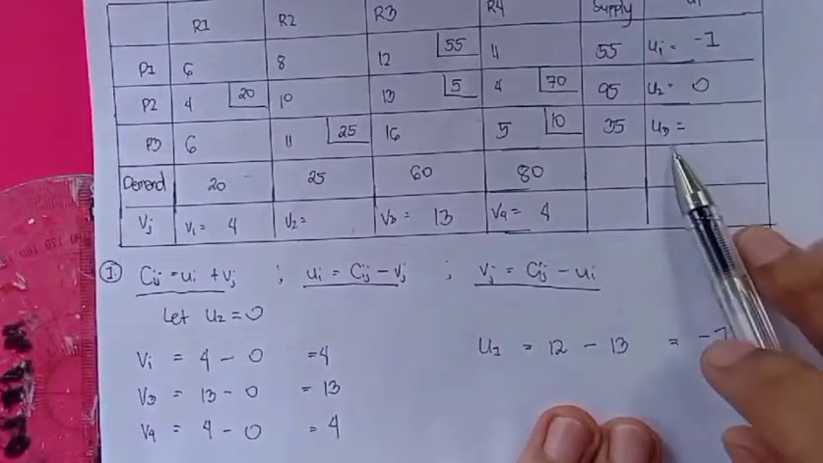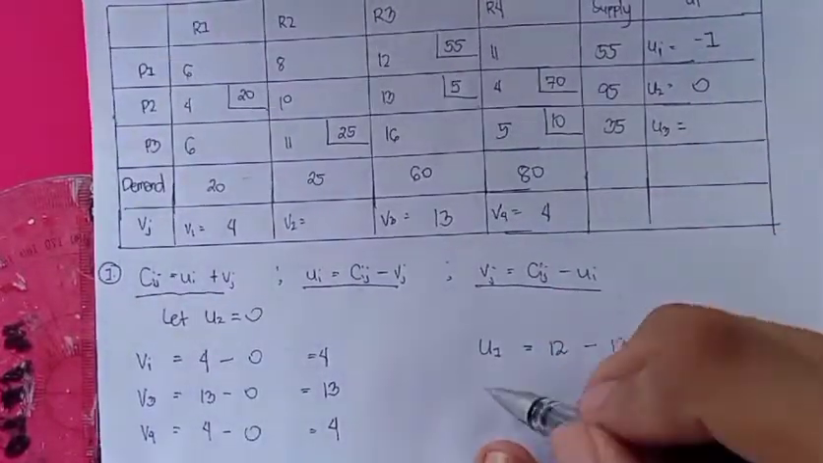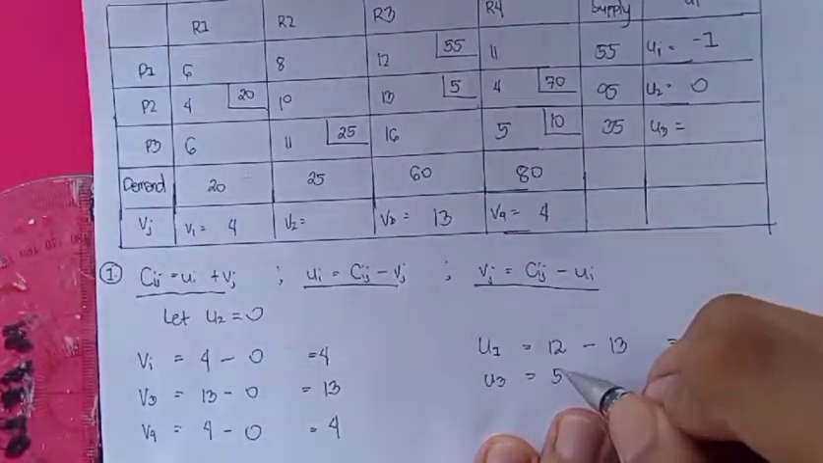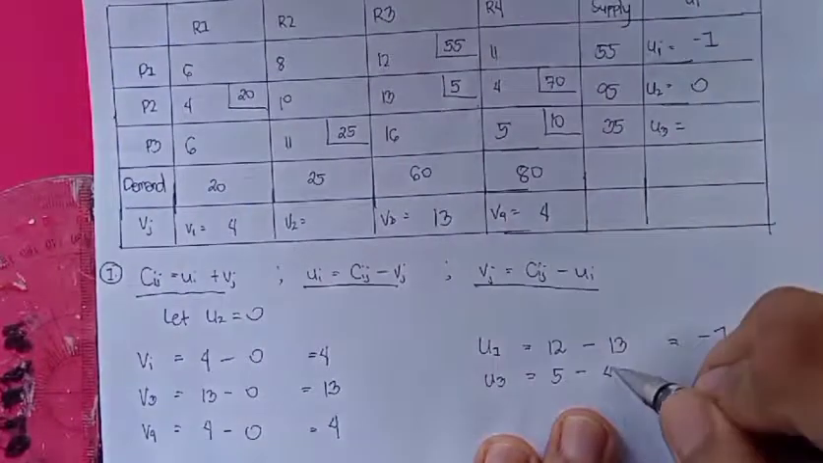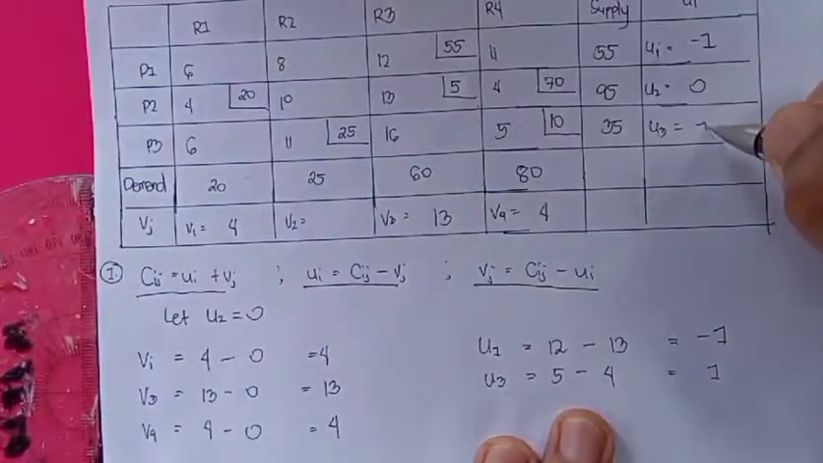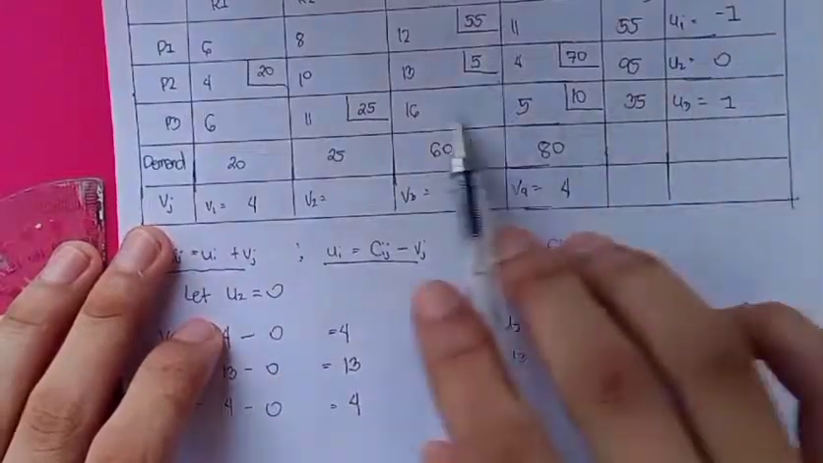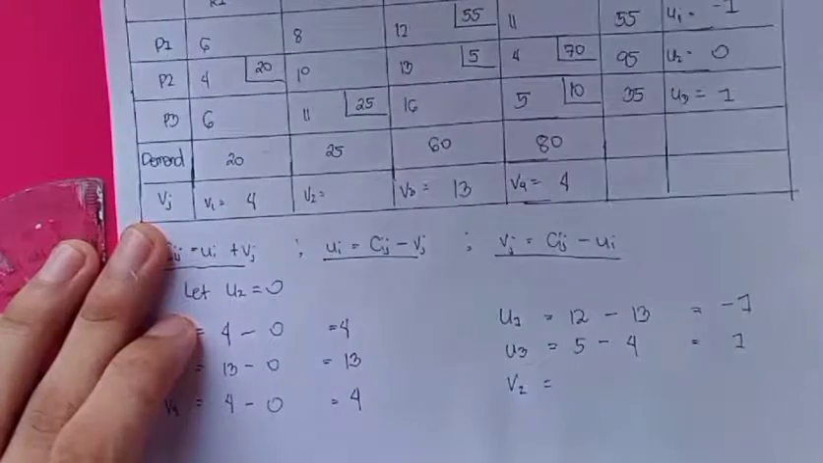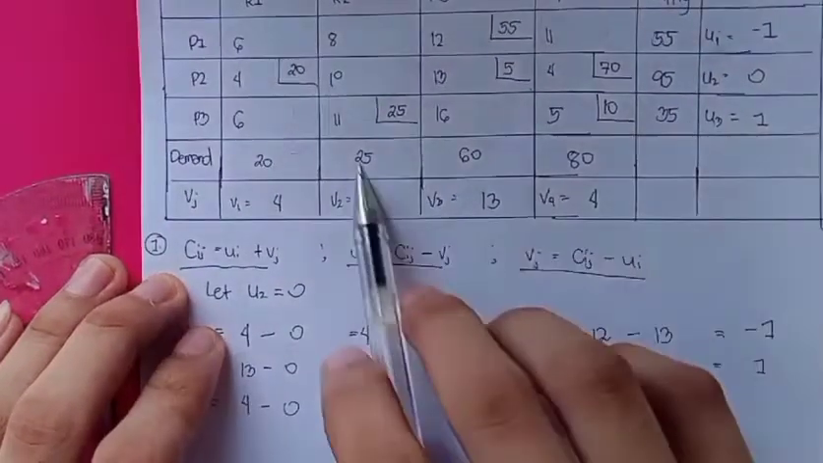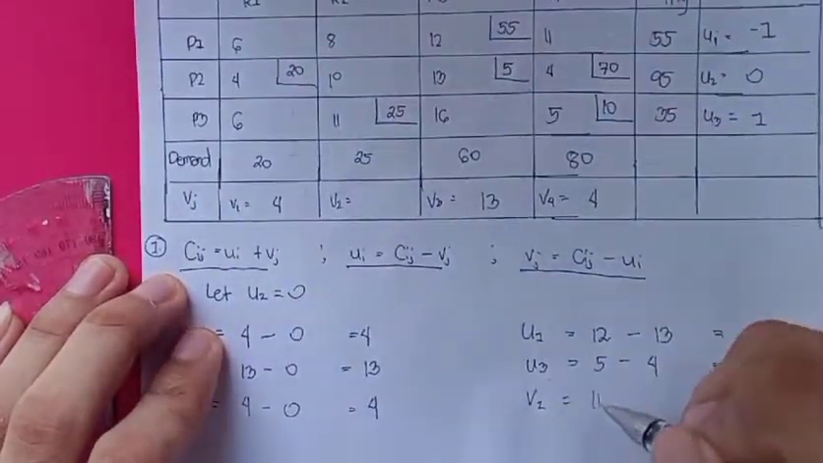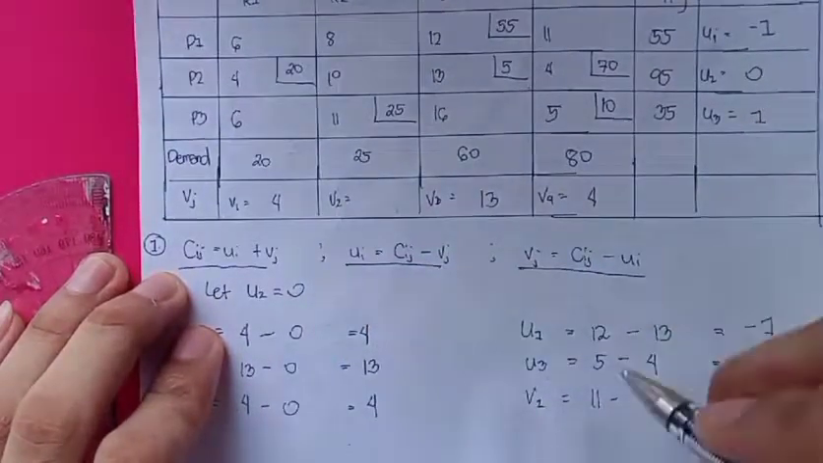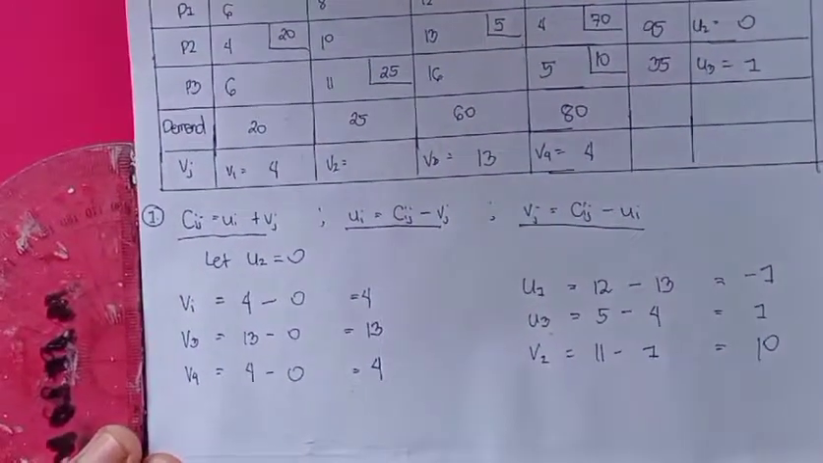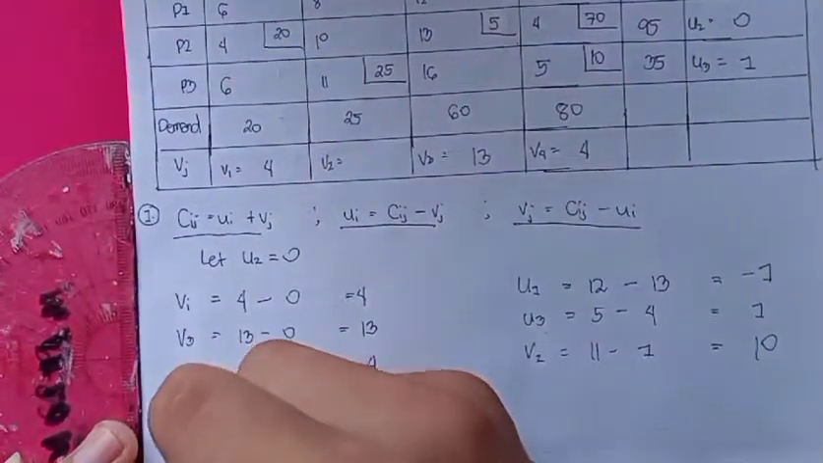We can also find our U3 using these allocated cells. Our U3: Cij is 5 minus our Vj, which is 4, is equal to 1. Our U3 is equal to 1. And we can also find our V2 using these allocated cells. In V2, the Cij is 11 and our Ui is 1. 11 minus 1 is equal to 10. So that is our step 1. We will now proceed to step 2.